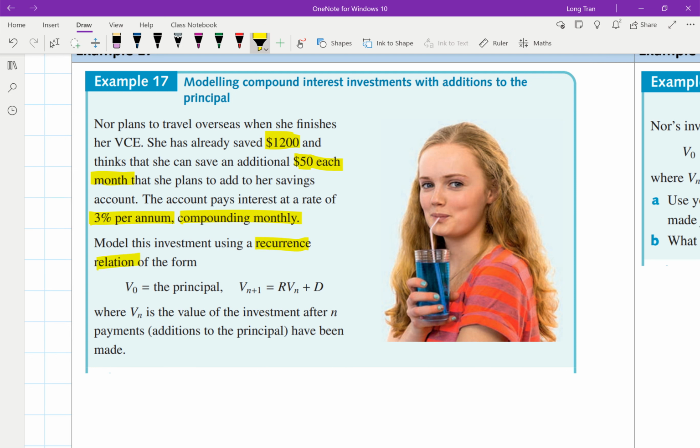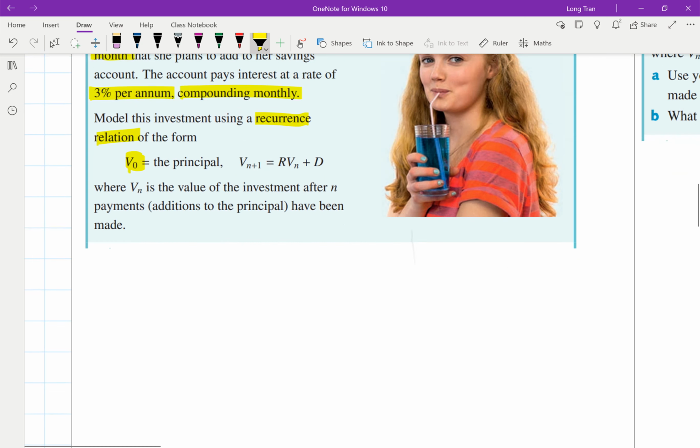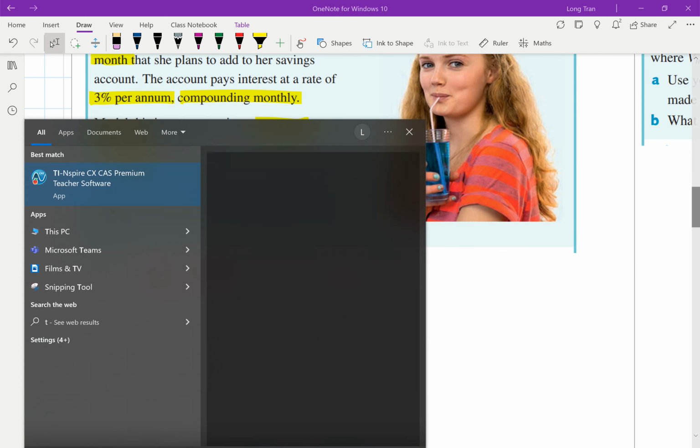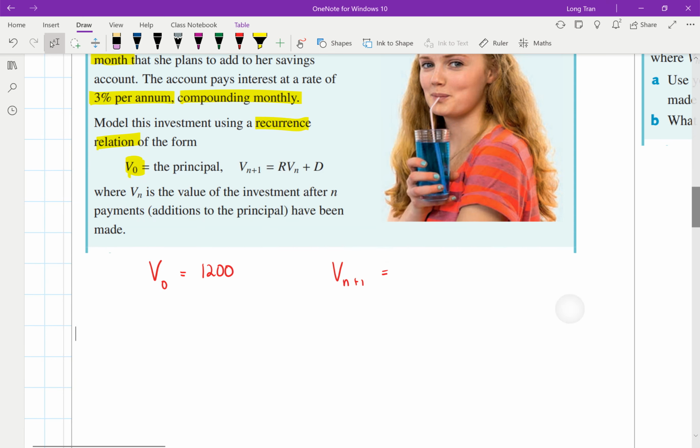For a recurrence relation, we need the V0, which is what you're starting off with. In our case, we're starting off with $1,200 that Nor had. And then Vn plus 1 is the model that you would type on your calculator that is recursive. I'm just going to get my calculator up. That is where you press the button and you press enter, enter, enter, and it just repeats the process.